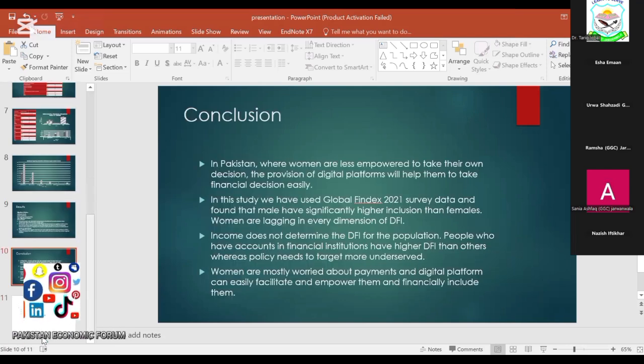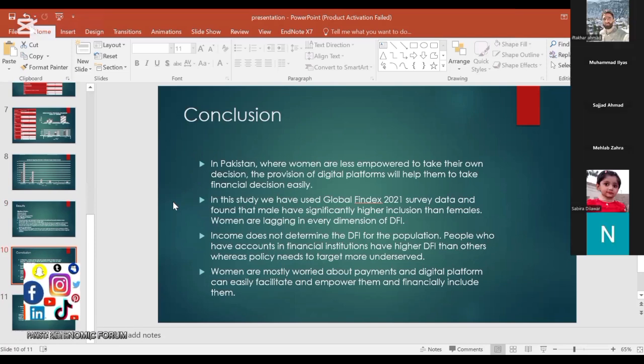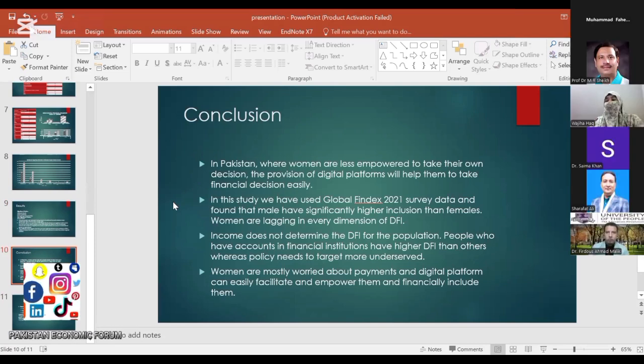That brings us to the conclusion that in Pakistan, women are less empowered to take their own decisions. The provision of digital platforms will help them to take financial decisions easily. In this study, we have used the Findex survey and found that males have significantly higher inclusion than females. So women are lagging in every dimension of DFI, and income does not determine DFI for the population. People who have accounts in financial institutions is the main determinant and have higher DFI than others, whereas policy needs to target more underserved through usage of Easy Paisa and other institutions that have less prudential regulations. Maybe women are mostly worried about payments, and digital platforms can easily facilitate and empower them to include them financially.